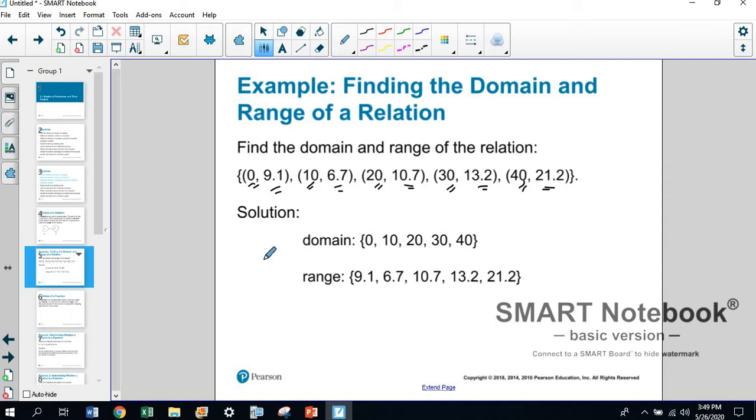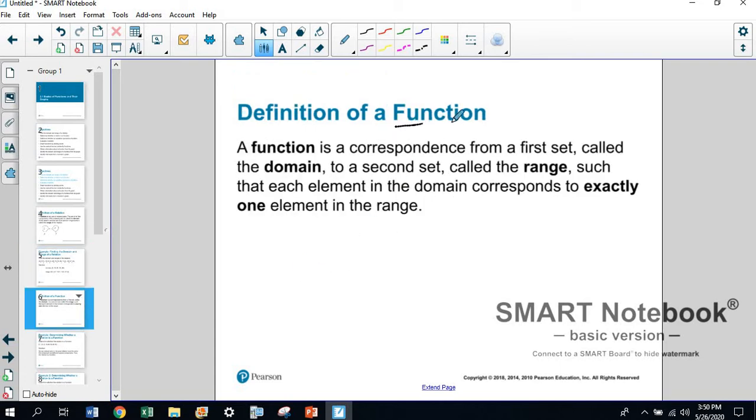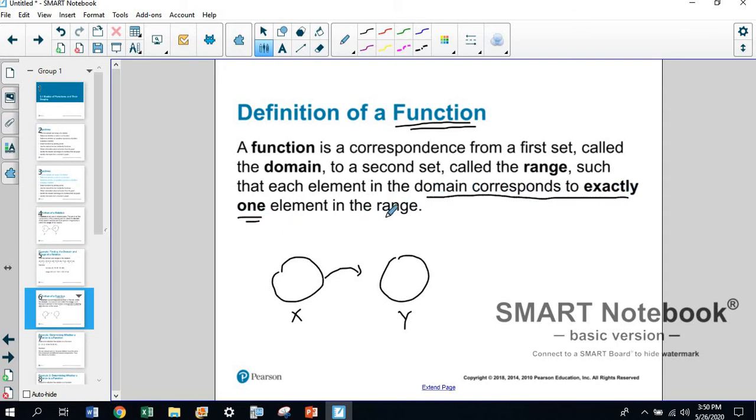I mean, it's kind of like having a Coke machine, right? And you have more than one button for Coke. All right, that's fine. That's no big deal. However, in order to be a function, a function has the same idea where we have this domain set and a range set. We're going in one direction now, and each element in the domain corresponds to exactly one element in the range.